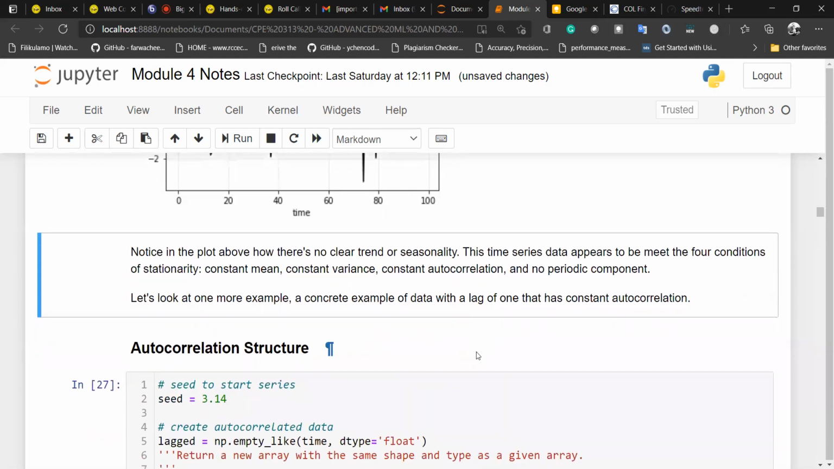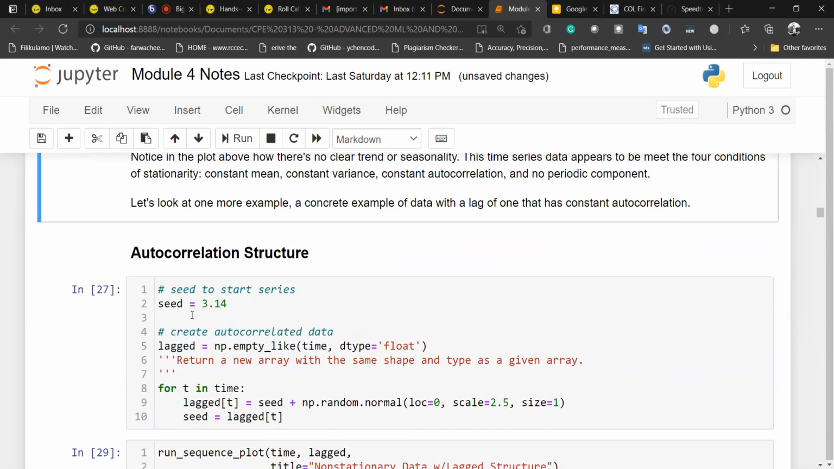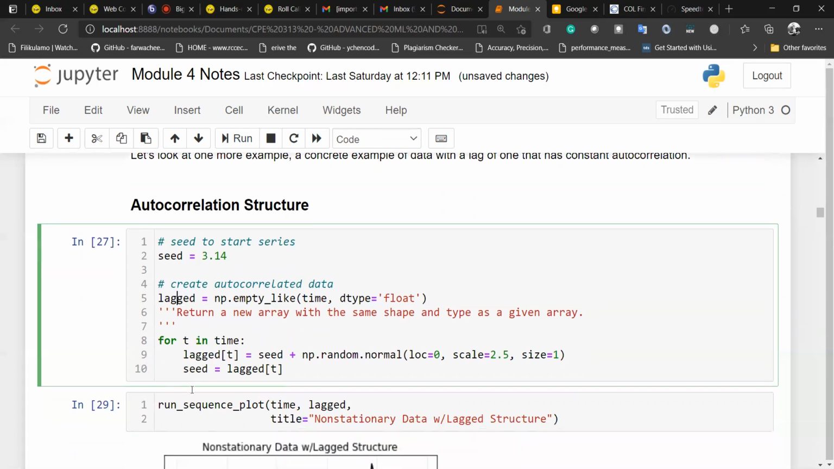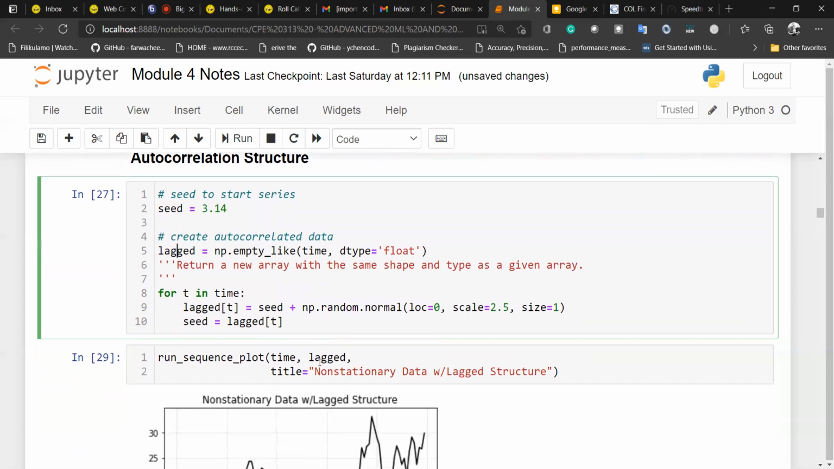And this is a concrete example of data with a lag of 1 that has constant autocorrelation. The first thing that we need to do is to seed to start the series. So we have 3.14 as our seed. And then we create a lag. Okay. And then we try to create the lag values and the seed values at this particular time. So we try to run this.